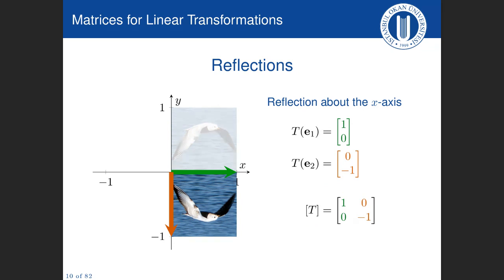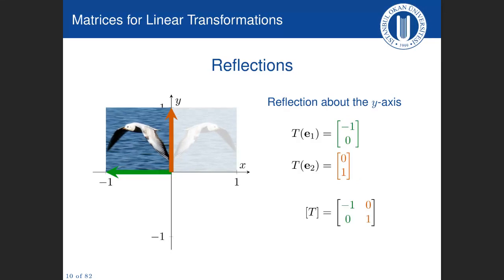Or instead of doing reflection about the x-axis, we could do reflection about the y-axis. Now the vector E1, that's the vector (1, 0), if we do reflection about the y-axis, it reflects to (minus 1, 0). E2 stays at E2. So the standard matrix for this reflection is first column (minus 1, 0), second column (0, 1).